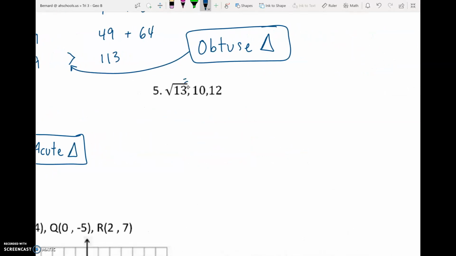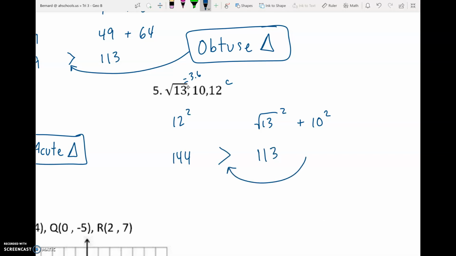All right, last one of this type. Square root of 13, let's figure out what that is so we can see which one is C. Square root of 13 is roughly 3.6. So 12 will be C. So we'll do 12 squared by itself, and square root of 13 squared plus 10 squared. 12 squared is 144. If we square the other two and add them together, we're going to get 113. 144 is greater than 113, and when C squared is greater, we once again have an obtuse triangle.